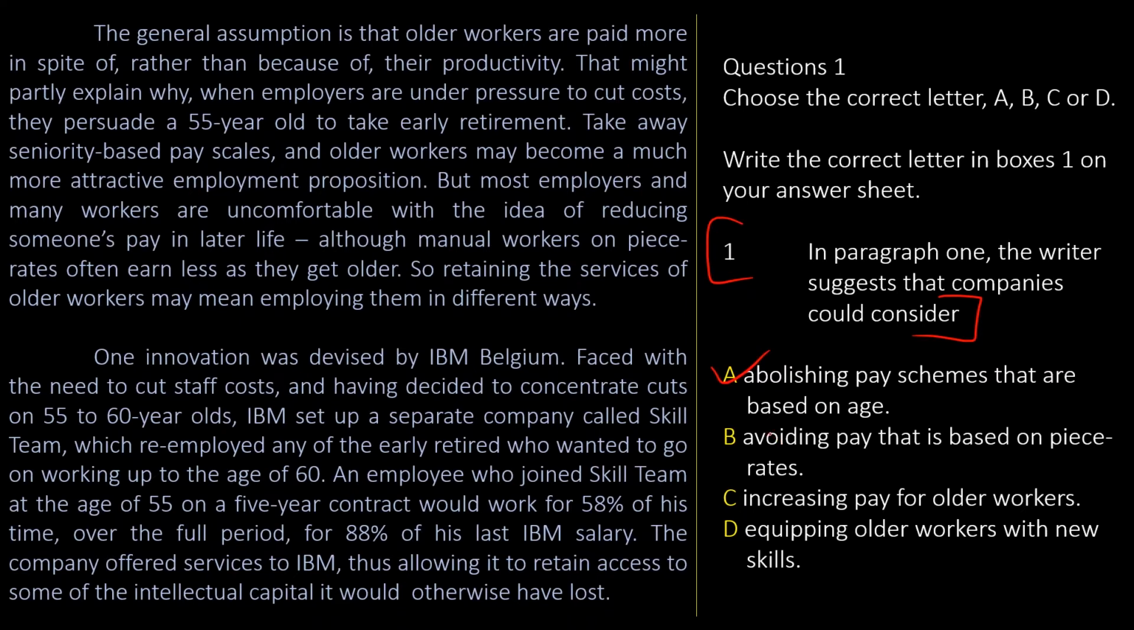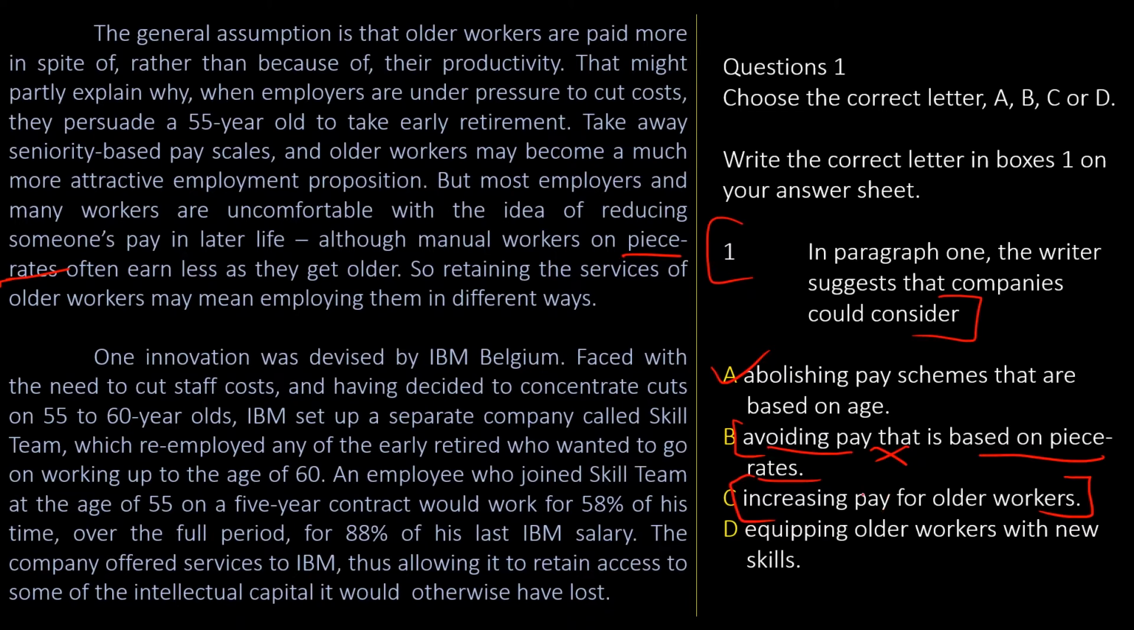We already discussed what the passage is about. Avoiding pay that is based on piece rates. We are not talking about avoiding pay based on piece rates. The word piece rate came just here to talk about something else. We are not here working on avoiding that one. Eliminated. Increasing pay for older workers. No, we never worked on increasing pay. In fact, it was decreasing, right?